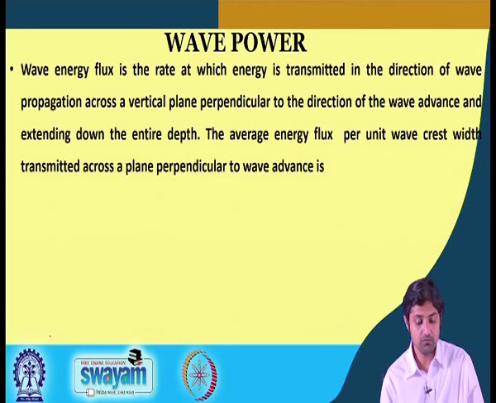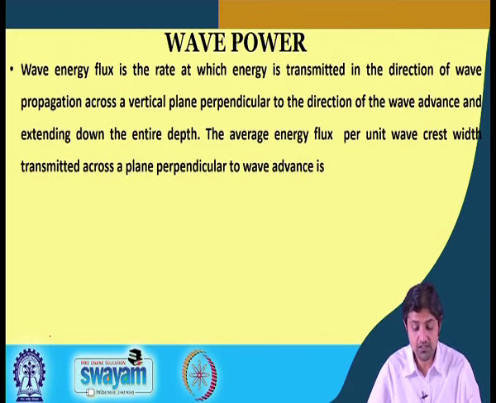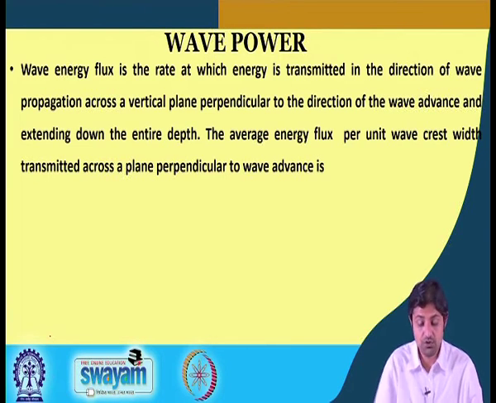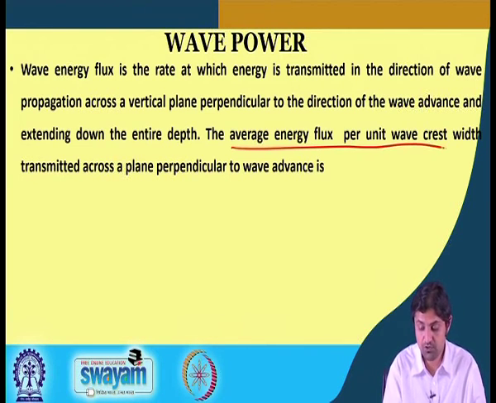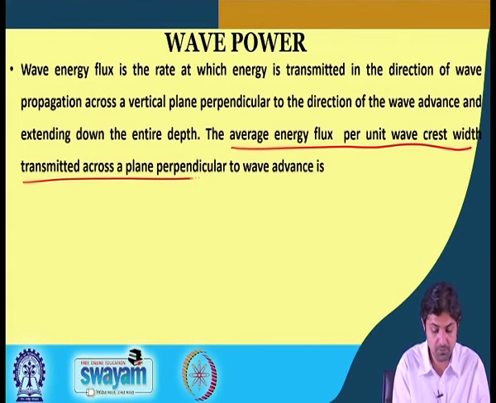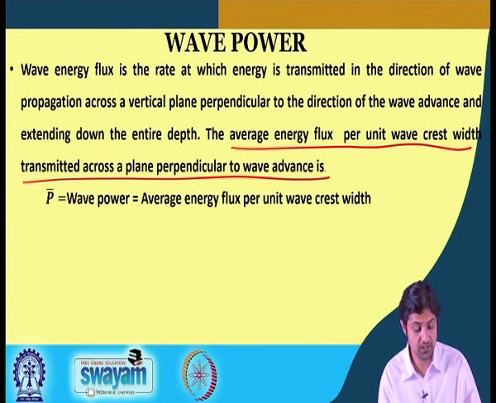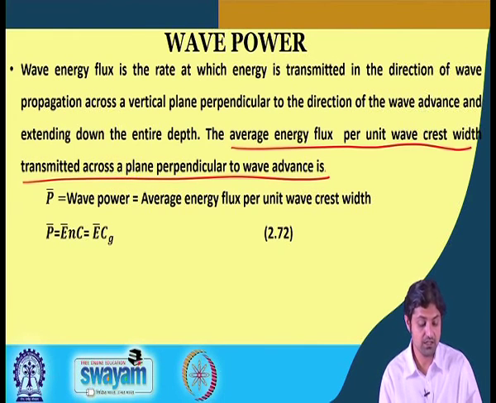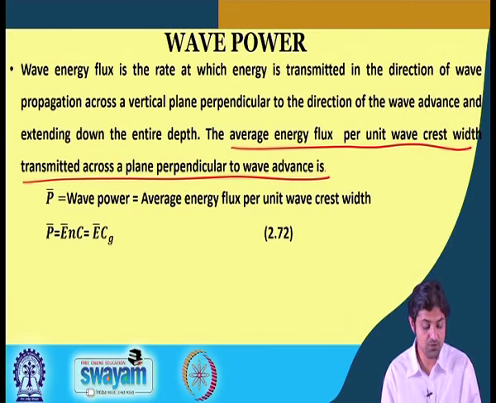So, now we have studied wave energy. It is very obvious that we study wave power. Wave energy flux is the rate at which energy is transmitted in the direction of wave propagation across a vertical plane perpendicular to the direction of wave advance and extending down the entire depth. So, the average energy flux per unit wave crest width transmitted across a plane perpendicular to the wave advance is wave power, and it is given as E into Cg.